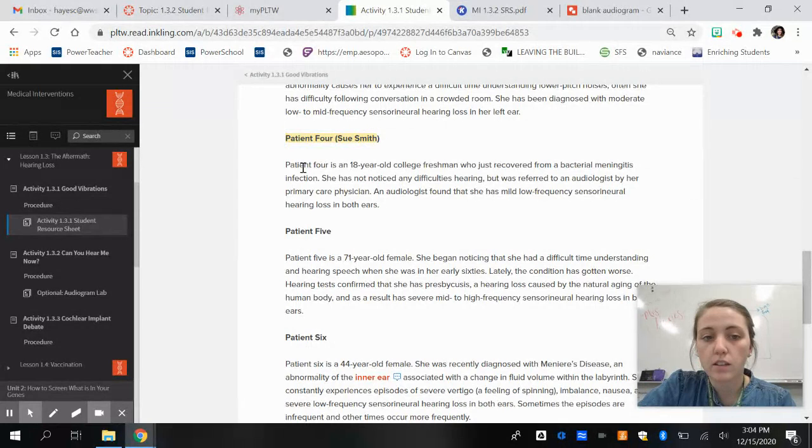about her. So reading this says, patient 4 is an 18-year-old college freshman who just recovered from a bacterial meningitis infection. She has not noticed any difficulties hearing, but she was referred to an audiologist by her primary care physician because the primary care physician thought that she might potentially have hearing damage as a result of her meningitis infection. And the audiologist found that she has mild and low frequency sensory neural hearing loss in both ears. So that last sentence is like telling you pretty much everything that you need to know. The first part is just some contextual information.